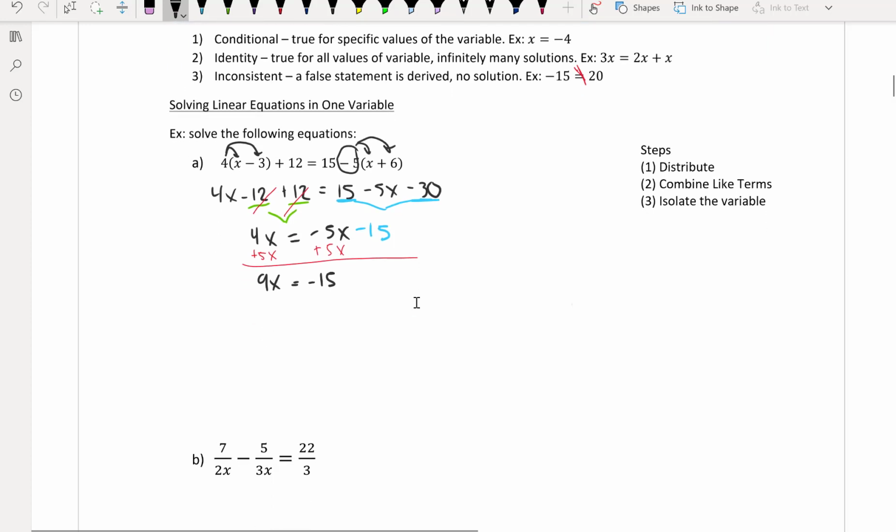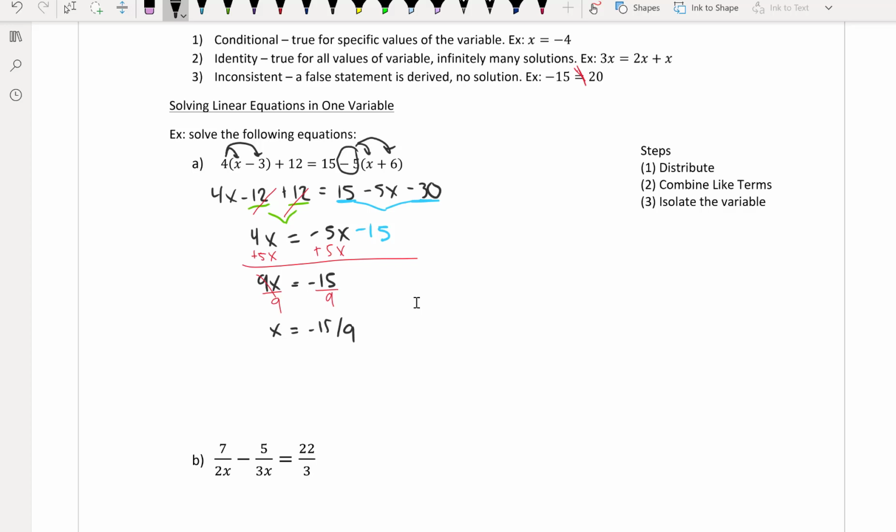The x is still not isolated. It's being multiplied by 9. So what's the opposite of multiplication? Division. So divide by 9. Divide by 9. So that this side it cancels, and I'm left with x is equal to a negative 15 divided by 9.